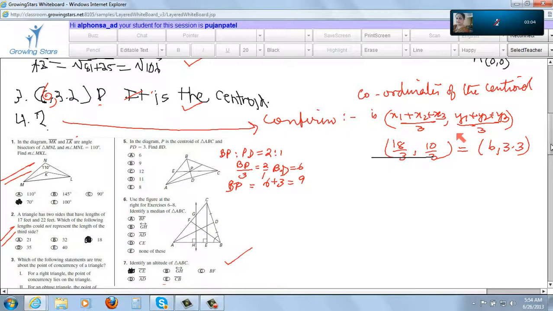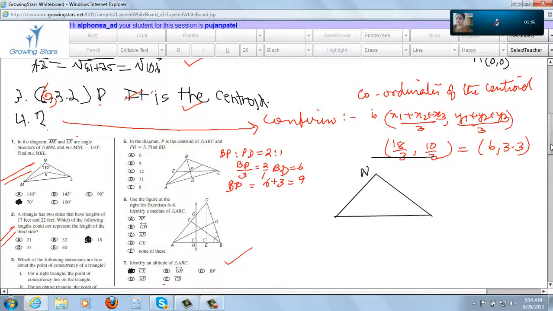Then the next question. See in the diagram, MK and LK are angle bisectors of the triangle, and the measure of angle M and L is 110. Find the measure of MKL. You've tried it, you got 70, but actually the answer is 145. This is a very nice question for you to know. It's a good question to remember. There's a method of doing this also, and you can remember it like a formula.